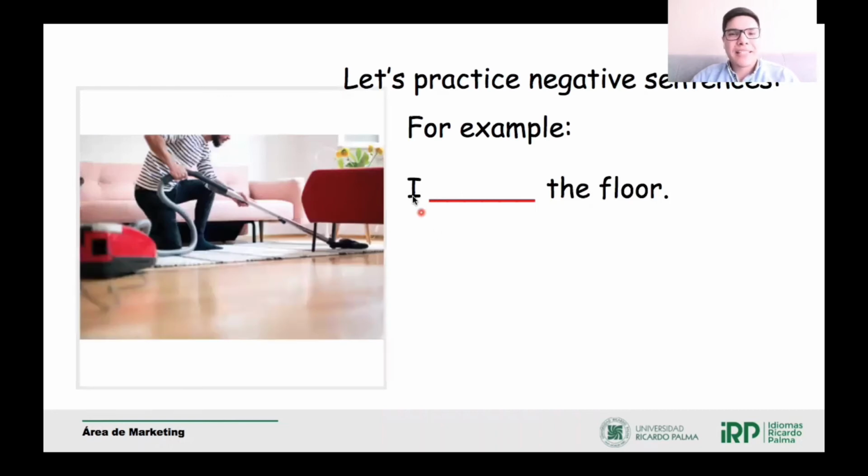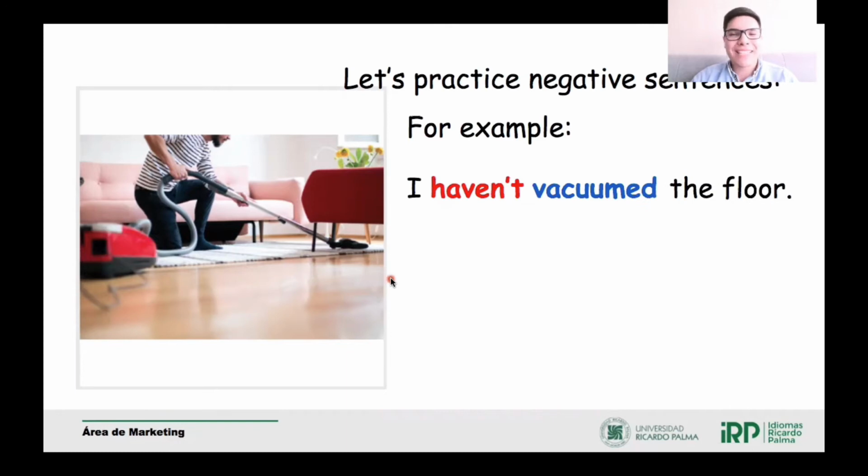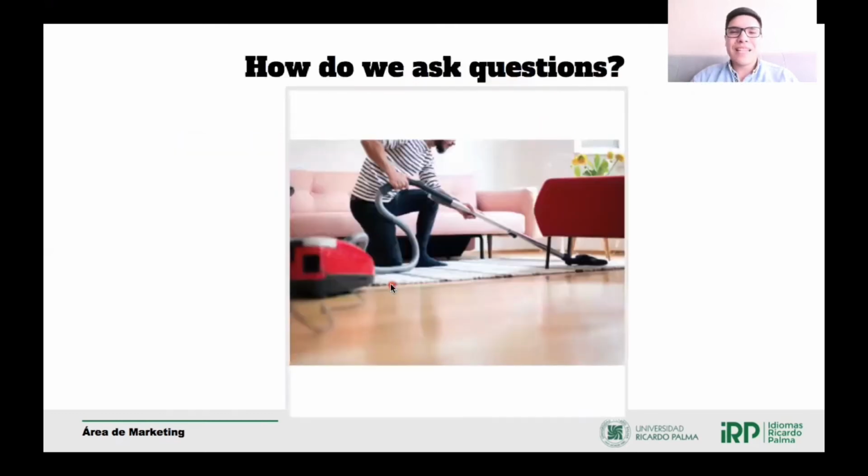Excellent. Look at this. This is me. A negative sentence using the present perfect. What is that action? Oh, vacuum. All right. So I haven't vacuumed, or I have not vacuumed the floor. Very good. Excellent.